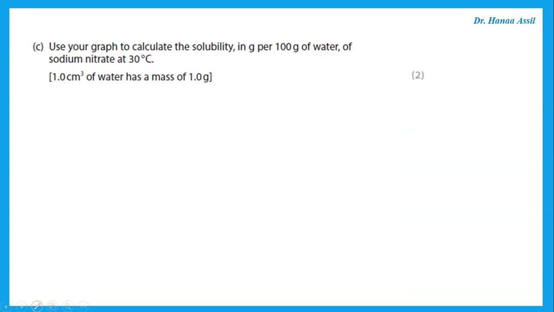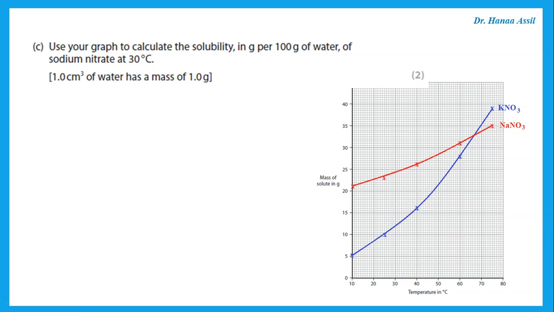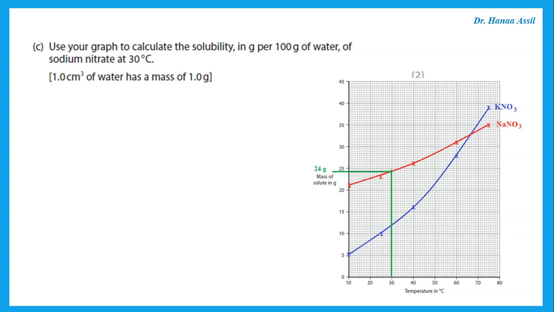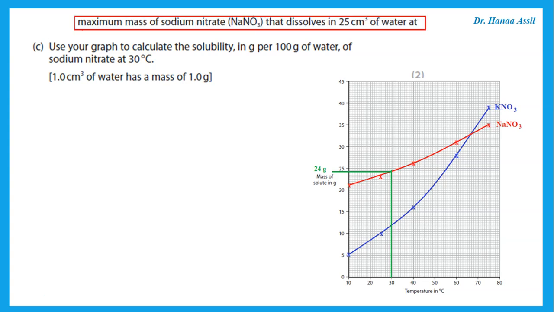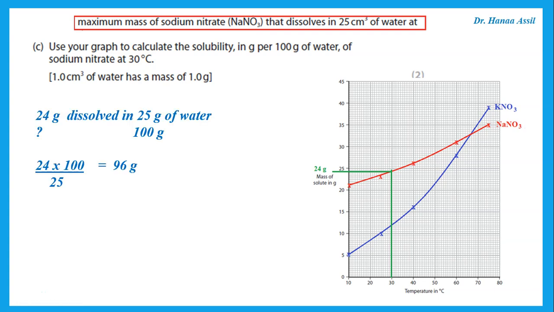Use your graph to calculate the solubility in grams per 100 grams of water of sodium nitrate at 30. So we're looking at sodium nitrate at 30. And from the table, we have 24 grams. But here I already mentioned that this graph is based on what dissolves in 25 centimeter cubed of water. So this is the amount that dissolves in 25 centimeter cubed of water, or 25 grams of water.